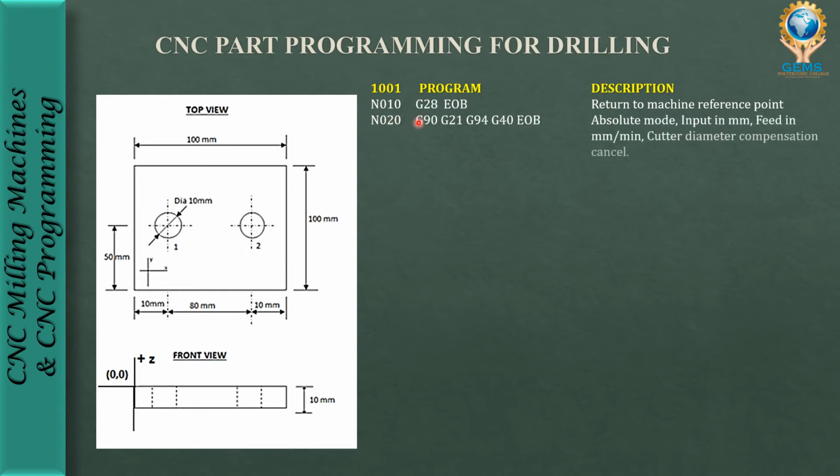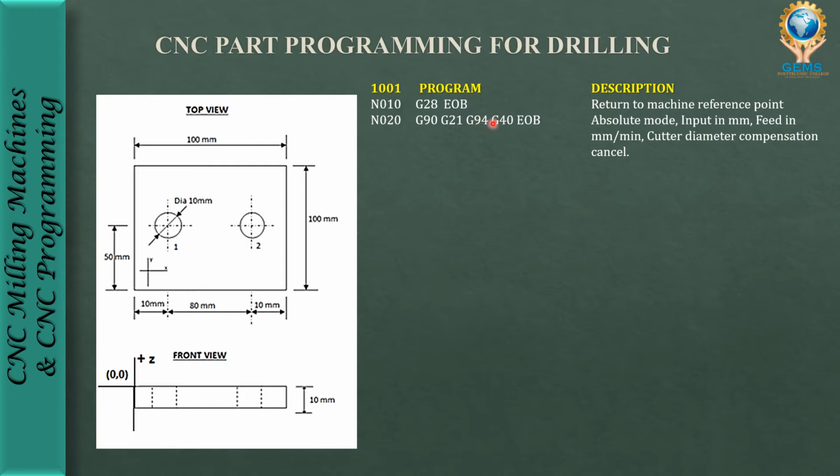N020, second block. First I am writing G90. I am telling the machine to consider this program in the absolute mode. And G21 represents all the values in mm, so I am informing the machine to consider all the values in mm. And G94 represents the feed rate in millimeters per minute.